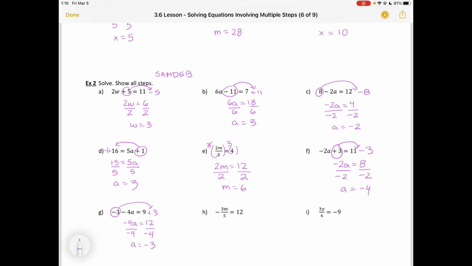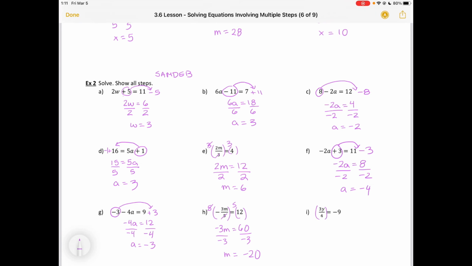Example H, I'm going to undo the division first by multiplying both sides by 5. On my left-hand side, I'm multiplying by 5 and then dividing by 5. Those two are opposite operations, so they cancel out. And I'm left with minus 3m equals 60. Now I'm going to divide both sides by minus 3, which gives me my answer of m equals minus 20.